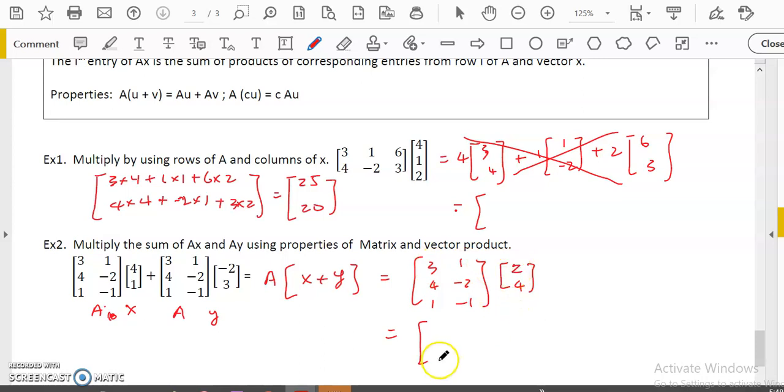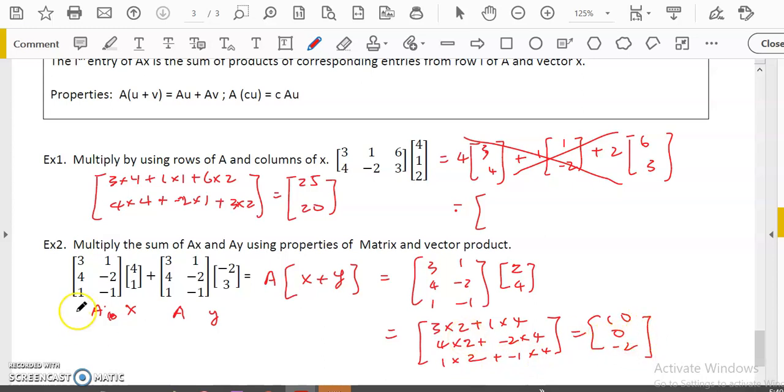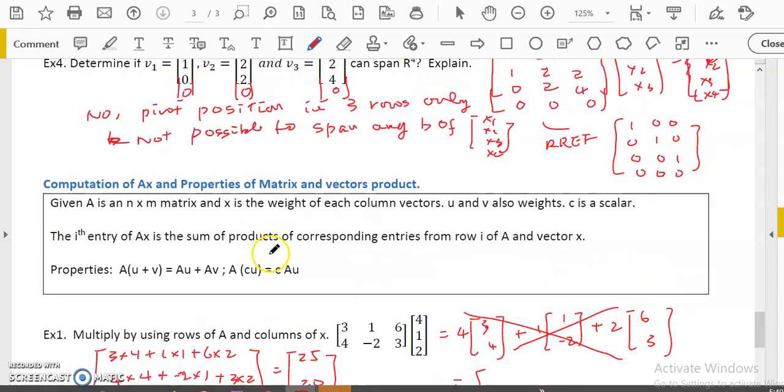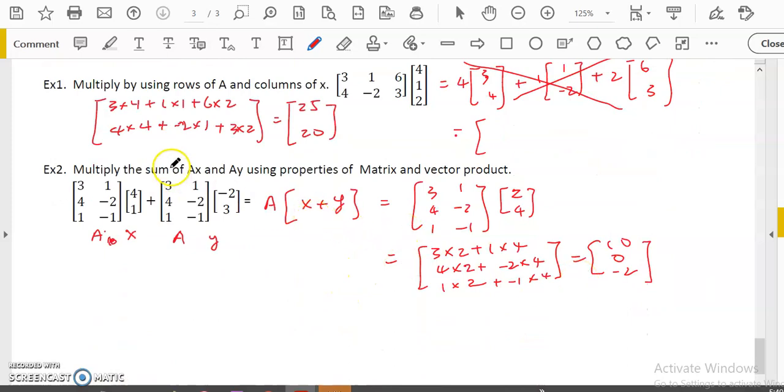Row times column: 3 times 2 plus 1 times 4, 4 times 2 plus negative 2 times 4, 1 times 2 plus negative 1 times 4. If you add them together, that would be 6 plus 4 is 10. 2 times 4 is 8, 8 minus 8 is 0. 2 minus 4 is negative 2. And so it's just a little faster, whereas by definition, you have to put them in linear combination. It just takes too long. So this is just a quick way of doing Ax and also Ax plus Ay and all those things. But it is really straightforward to understand.